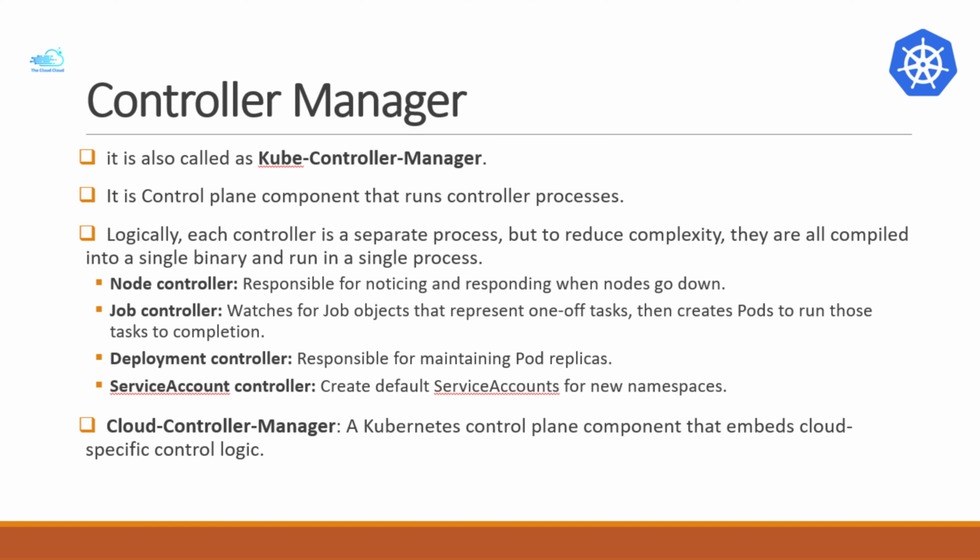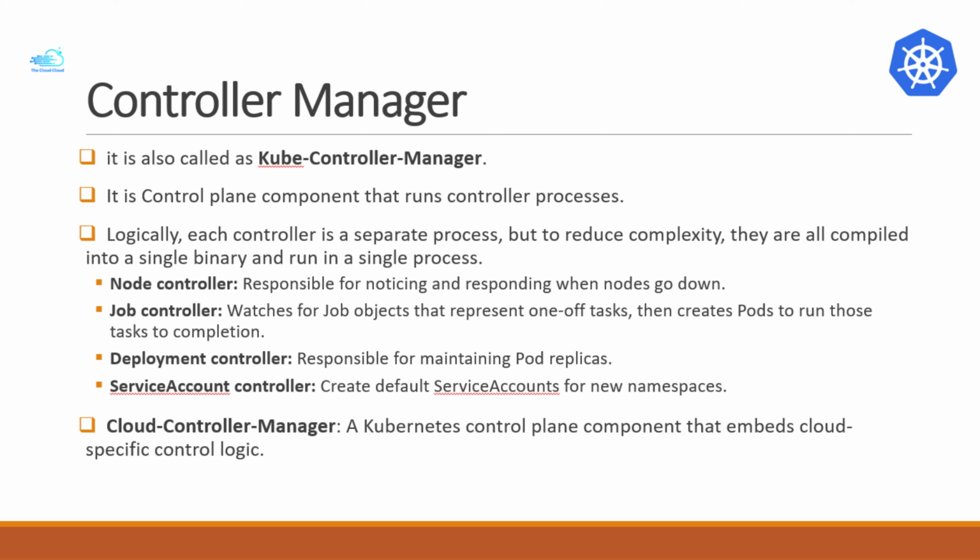Number one is node controller. What is the function of node controller basically? Node controller is responsible for noticing and responding when any nodes go down. Job controller. Job controller watches the job object that represents a one-off task. It creates pods to run those tasks to completion.